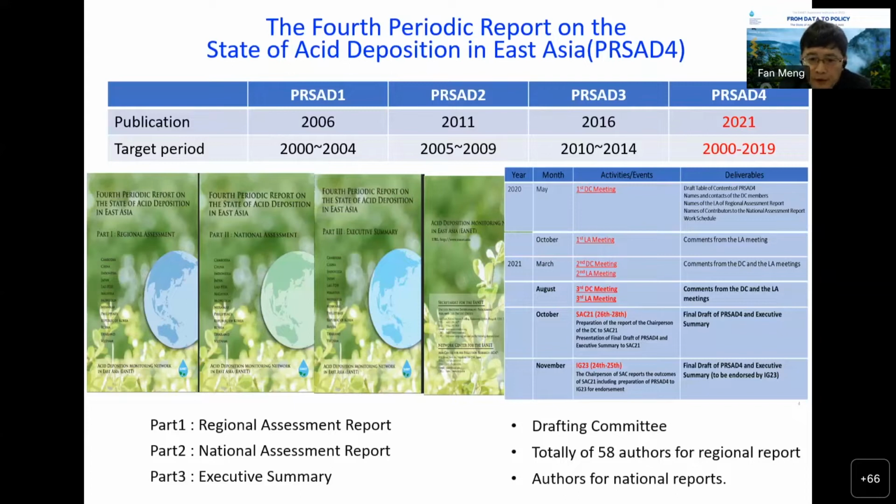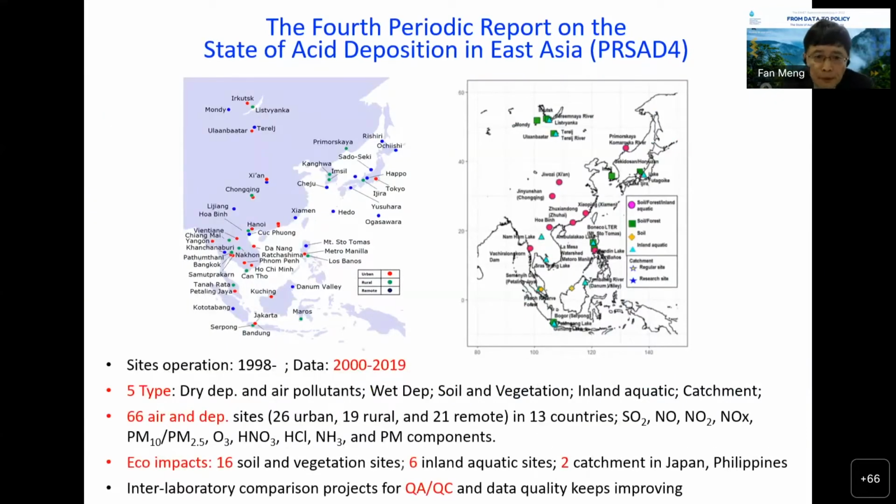In 2020, we established a drafting committee. There are a total of 58 authors responsible for the regional report, and for the national report, authors from each participant country contributed. So it's a lot of people's hard work. Basically, EANET started operation in 1998. We currently have 20 years of data from 2000 to 2019. We have 5 types of monitoring: dry deposition or air pollutants, wet deposition, soil and vegetation, inland water, and also catchment, which is for the eco impacts.